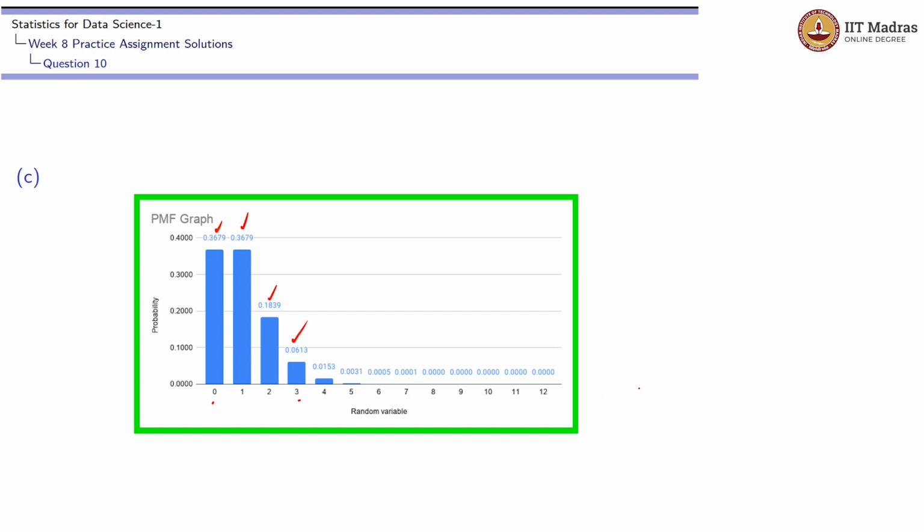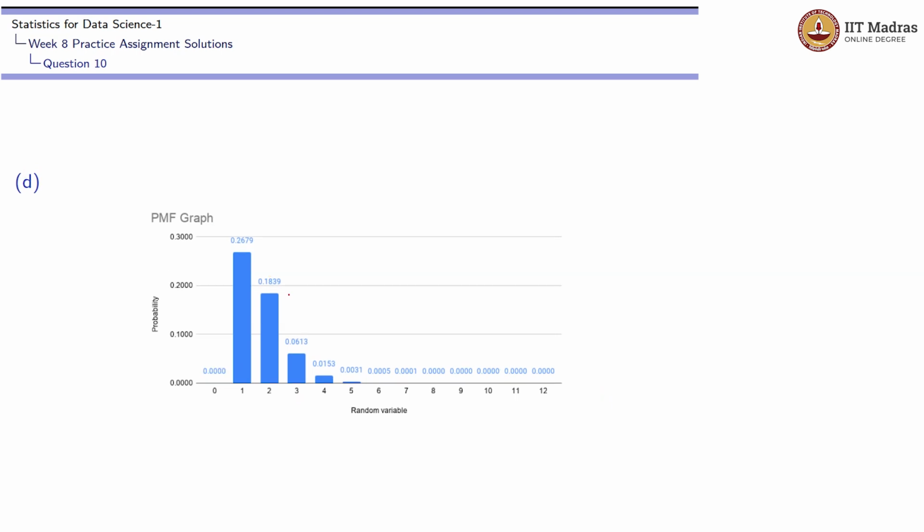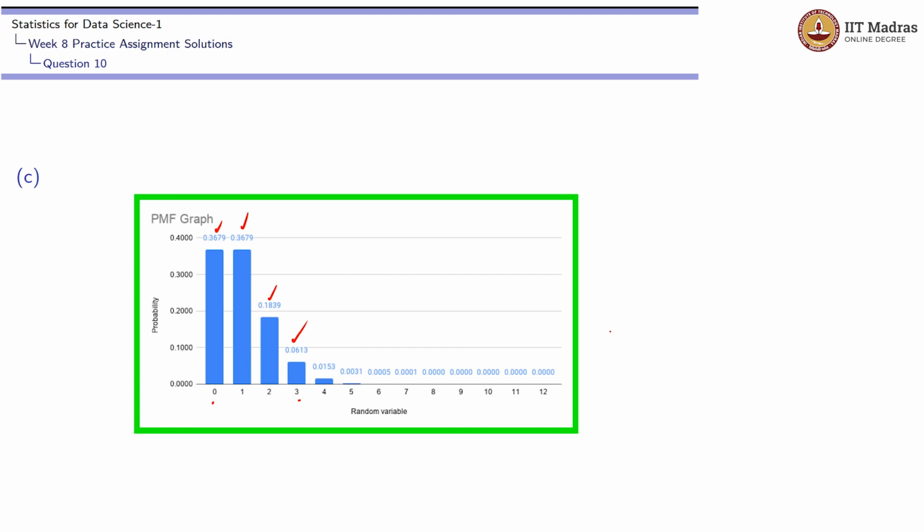We'll check the last option, and if that is not correct, then this should be correct. For the last option, they have given p of x equals 0 as 0, which is not correct. So the fourth option is wrong. This makes the third option correct.